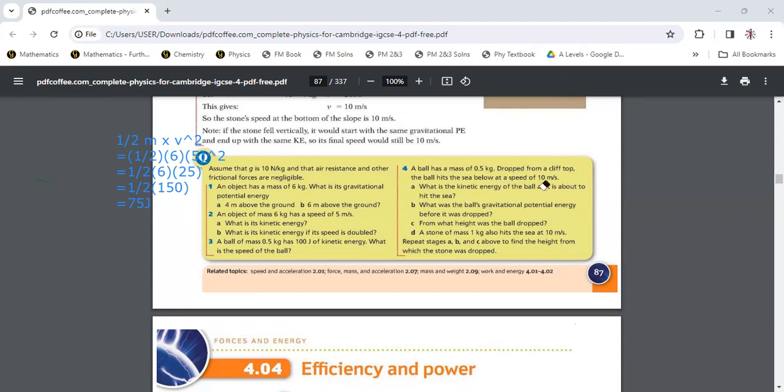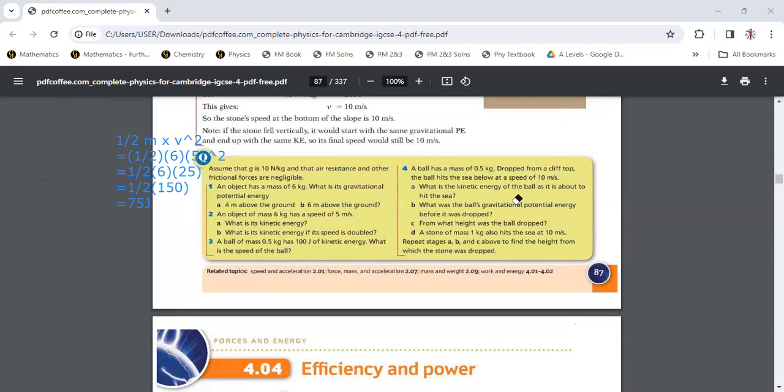So what's the kinetic energy of the ball if you have a mass of 0.5 kg, if it is about to hit the sea, and you have a speed of 10 meters per second? What's your kinetic energy? Should I write down the working? Yeah, sure. Okay. Hold on.